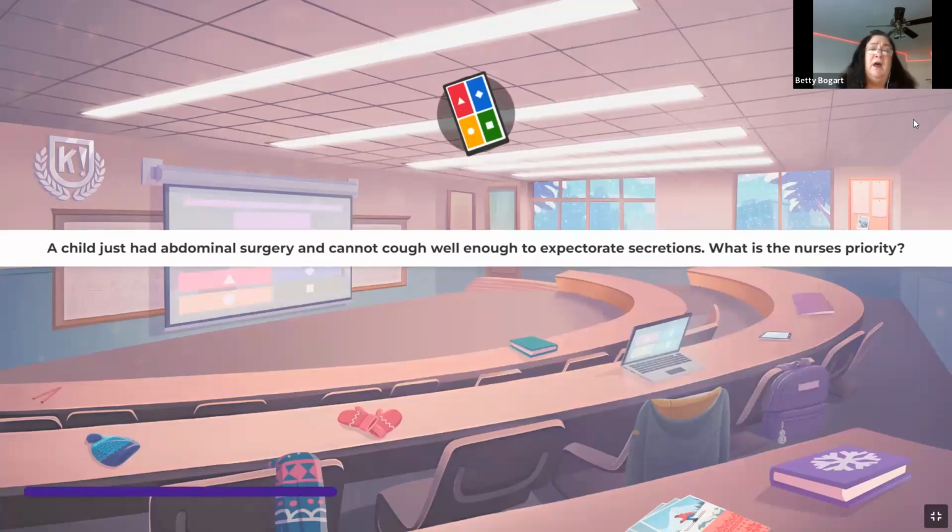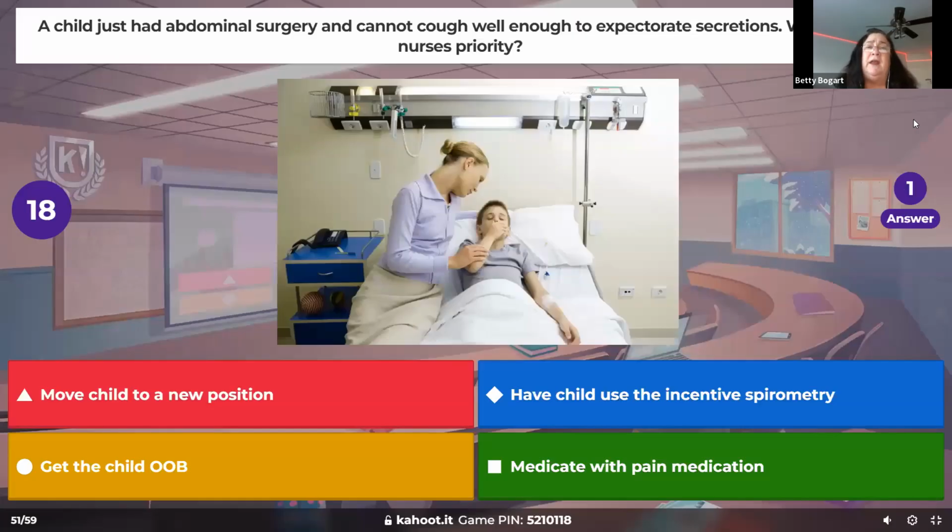A child just had abdominal surgery and cannot cough well enough to expectorate secretions. What's your priority? You need to have this child coughing, or they're going to end up with pneumonias and more complications. So how are we going to get them to expectorate secretions?